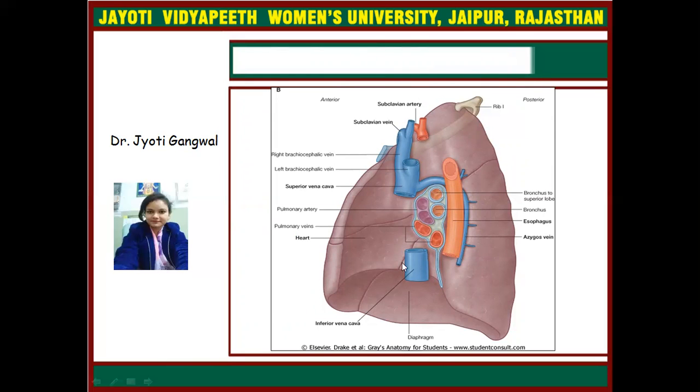This is the relation of the right lung. This is the posterior aspect and the relation of the lung to the surrounding structures.